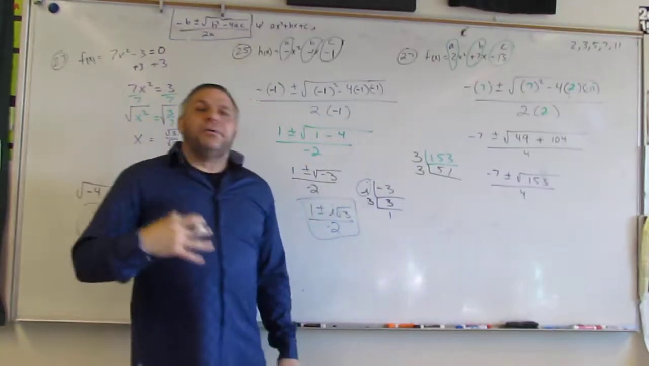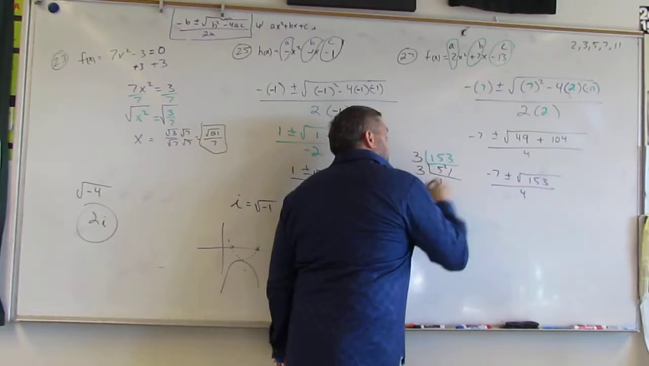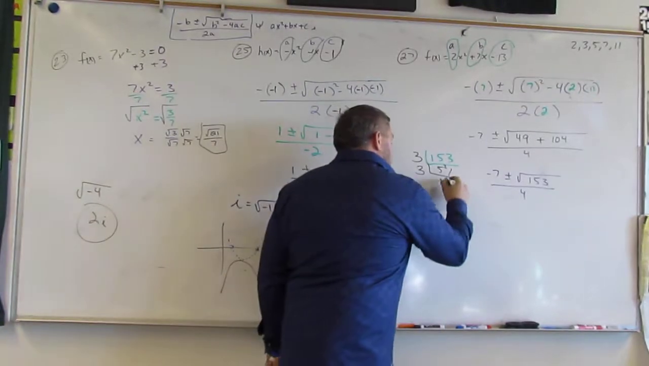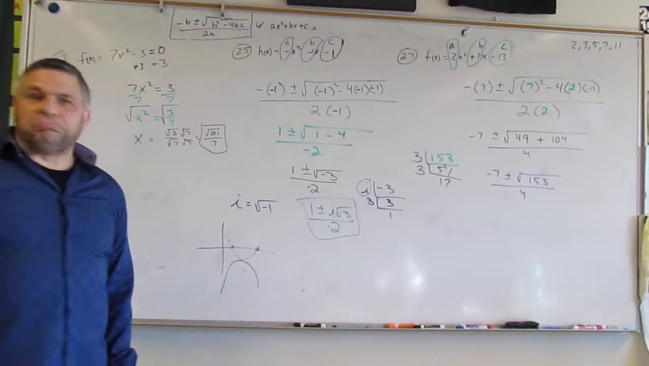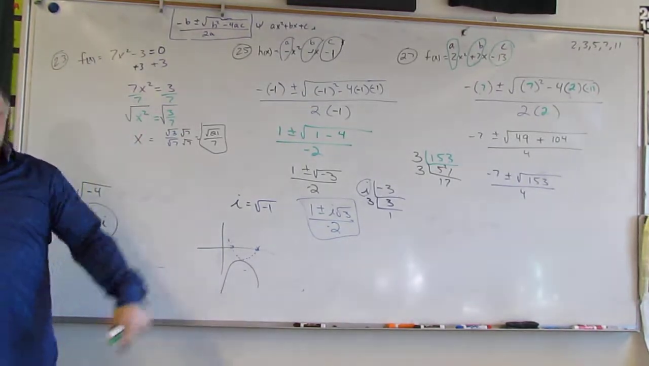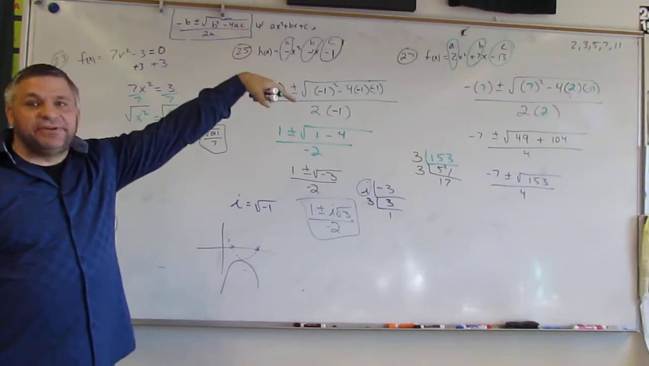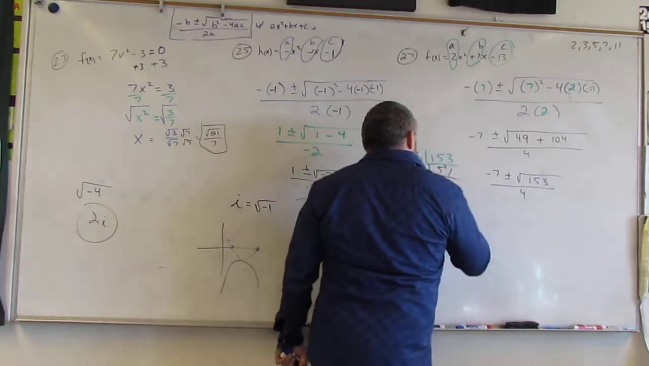How many times does 3 go into 5? Once with 2 left over, right? 21? 7 times. Does 3 go into 17? Does 7? Does 5? Does 11? Does 13? Does 17? Right?